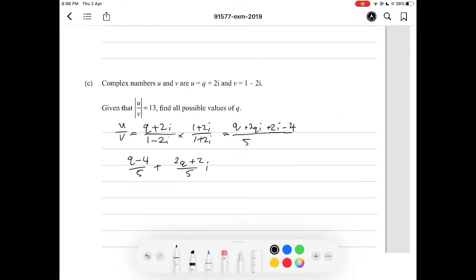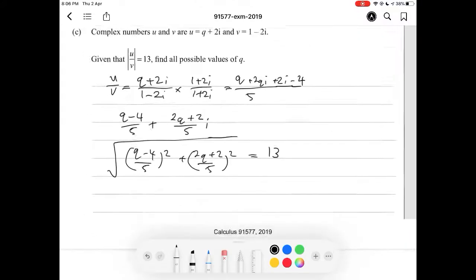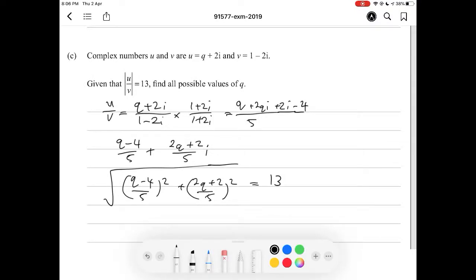The modulus refers to the length on the Argand diagram. So we can say q minus 4 over 5, squared, plus 2q plus 2 over 5, squared, and take the square root of that. That's our modulus, and that should give us 13. Now we need to simplify. So q minus 4 squared gives us q squared minus 8q plus 16, over 5 squared, which is 25, plus 2q plus 2 squared, which is 4q squared plus 8q plus 4, over 25.